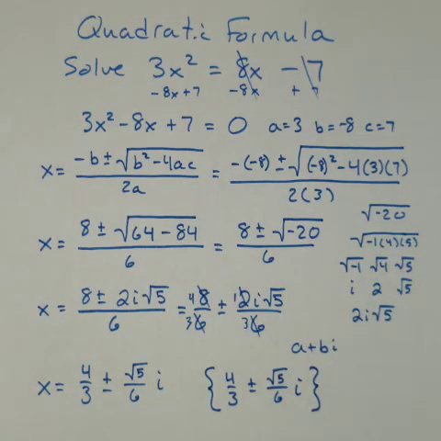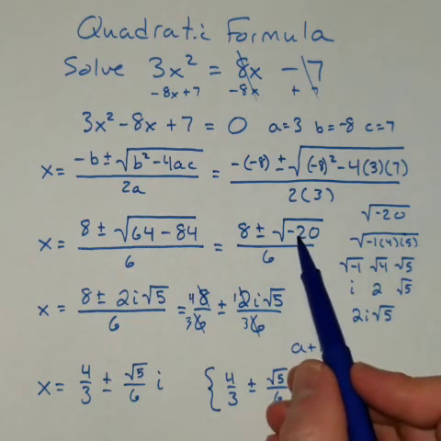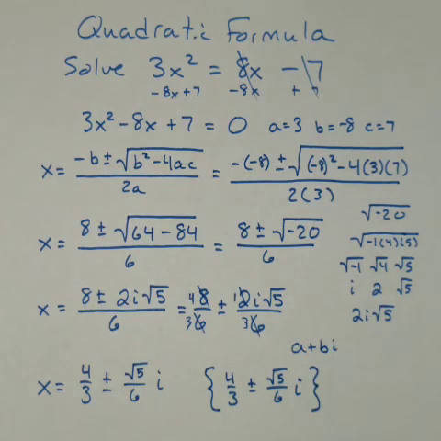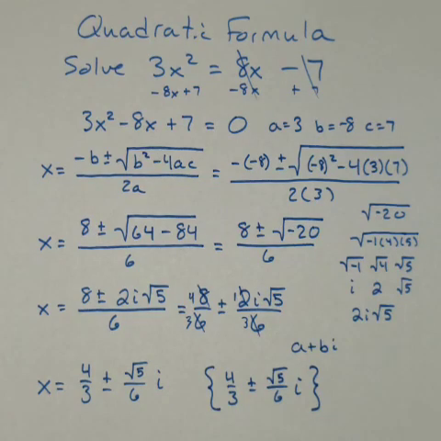Now notice, if you're going to get a complex solution, it comes from having the negative under the root. Keep that in mind. All of the other examples I've done so far had positive numbers under the root, and we ended up with real number solutions. So just keep that in mind as we go through the next example.